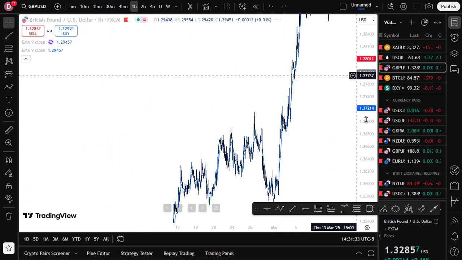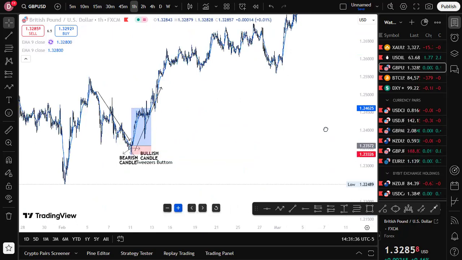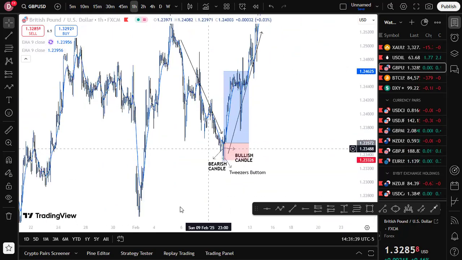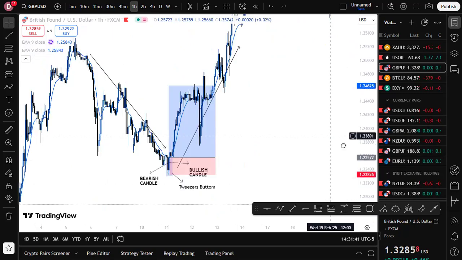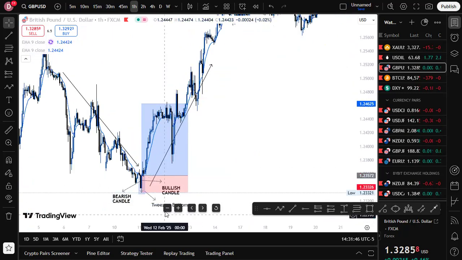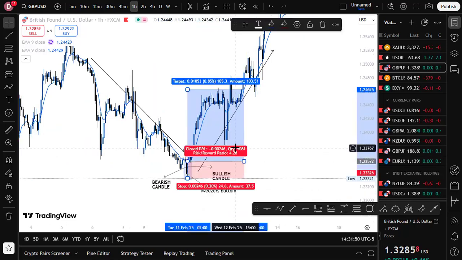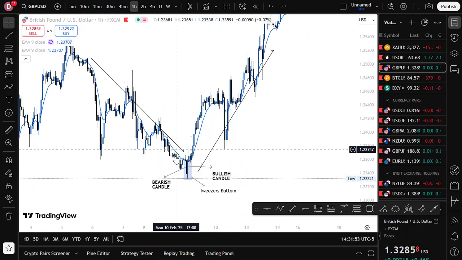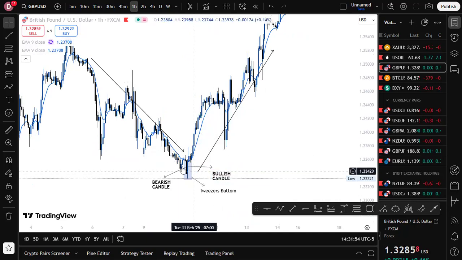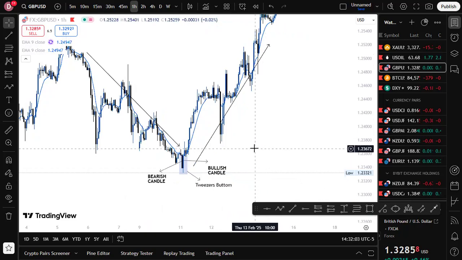So let me show you the example of the tweezer bottom. So this is an example of the tweezer bottom, right? This is an example of the tweezer bottom because we're going down with price. So at some point here, price was pulling down, and then the tweezer bottom occurred, with the first candle being the bearish candle, while the second candle being the bullish candle. And whenever this candlestick forms, it means that a reversal is about to happen in the market.